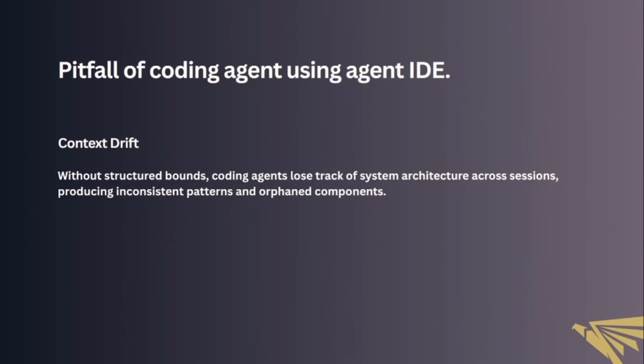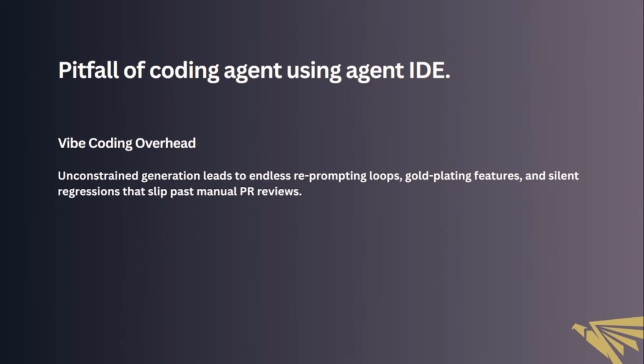Now, why doesn't plain AI prompting work well in large projects? The first issue is context drift. Without clear boundaries, coding agents usually lose track of the overall project structure over time. They end up creating mismatched code patterns or orphan components that break things down the line.